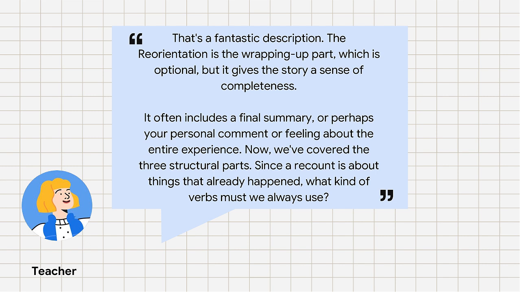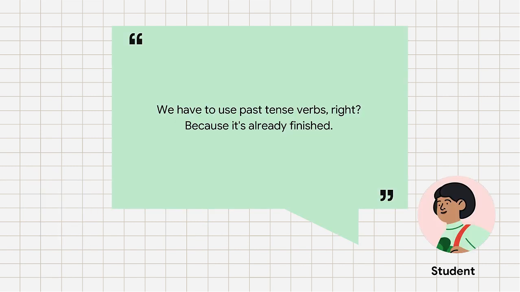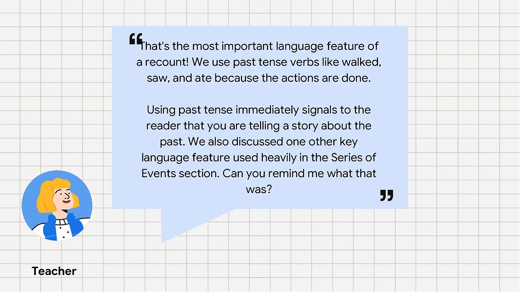Now, we've covered the three structural parts. Since a recount is about things that already happened, what kind of verbs must we always use? We have to use past tense verbs, right? Because it's already finished. That's the most important language feature of a recount. We use past tense verbs like walked, saw, and ate because the actions are done. Using past tense immediately signals to the reader that you are telling a story about the past.